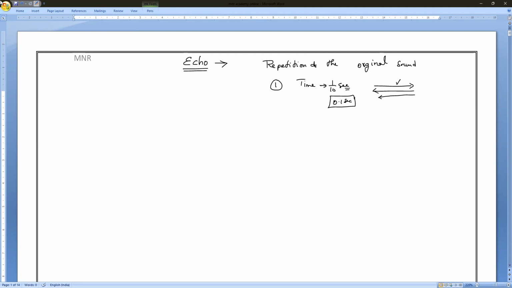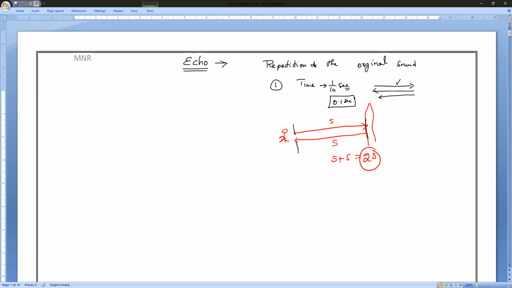Now, next, the distance. From the source to the reflector, that is a big mountain or whatever you have taken, whatever the distance from the source to the reflector, the sound will travel the same distance back to reach us to hear the echo. So the total distance is S plus S, which equals 2S. Yes or no, guys? That's what you have to remember.